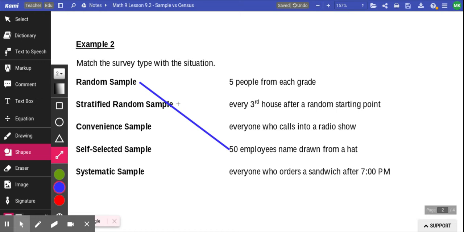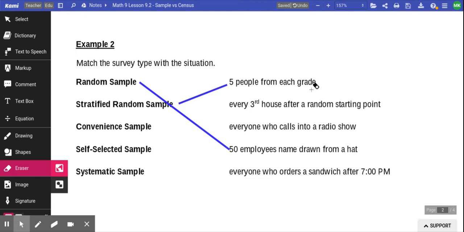Stratified random sample. So stratified means strategic. There's a strategy to your randomness. So if we were reading this, we have 5 people from each grade. That would be a strategy. I've broken it up into grade. That's my strategy. And then 5 people is my randomness. Awesome.